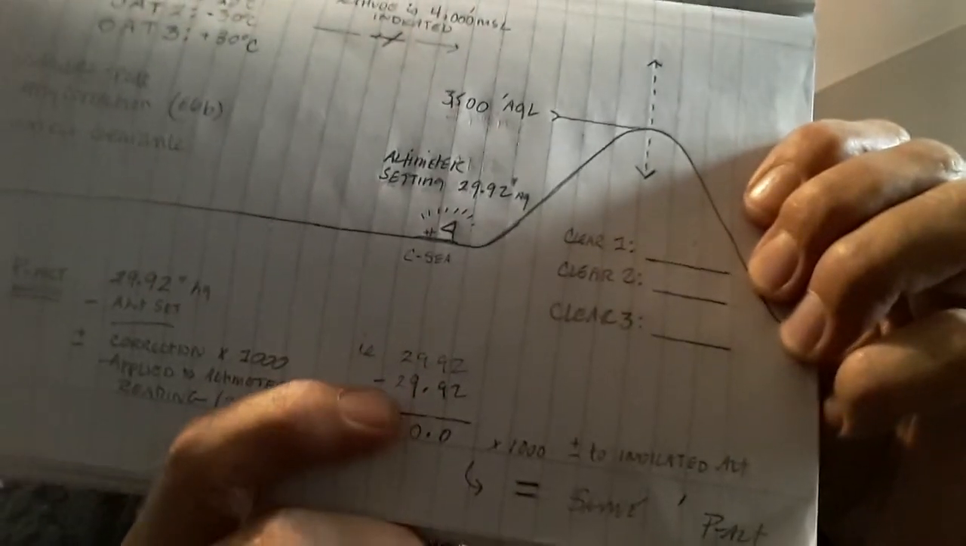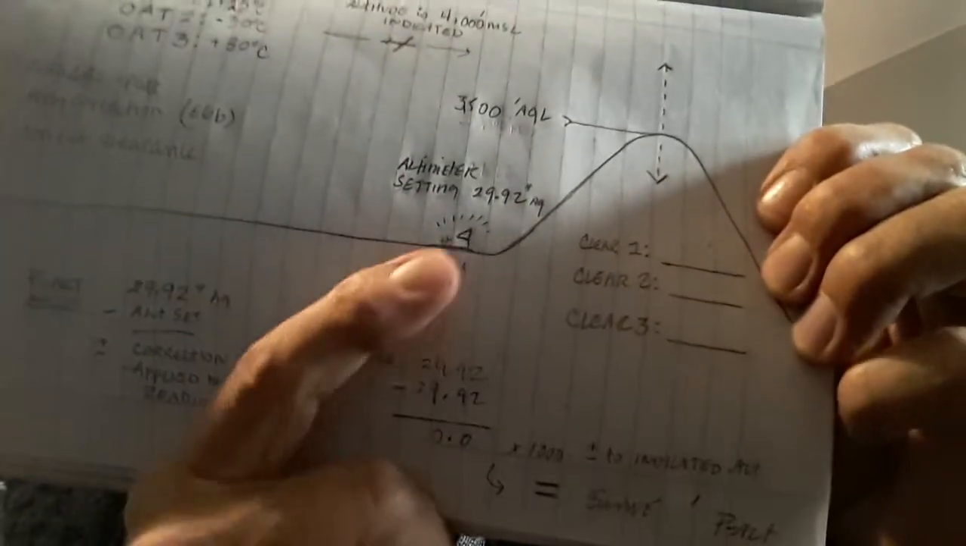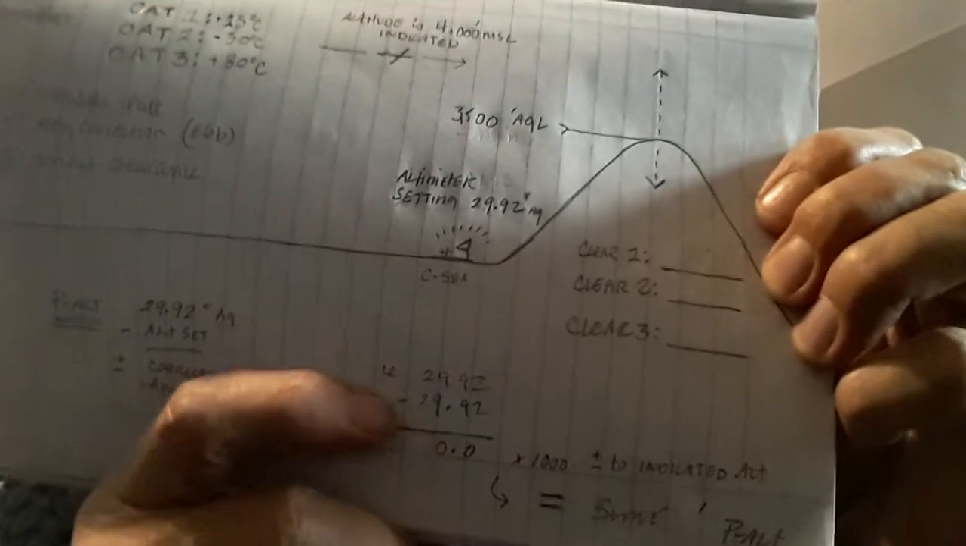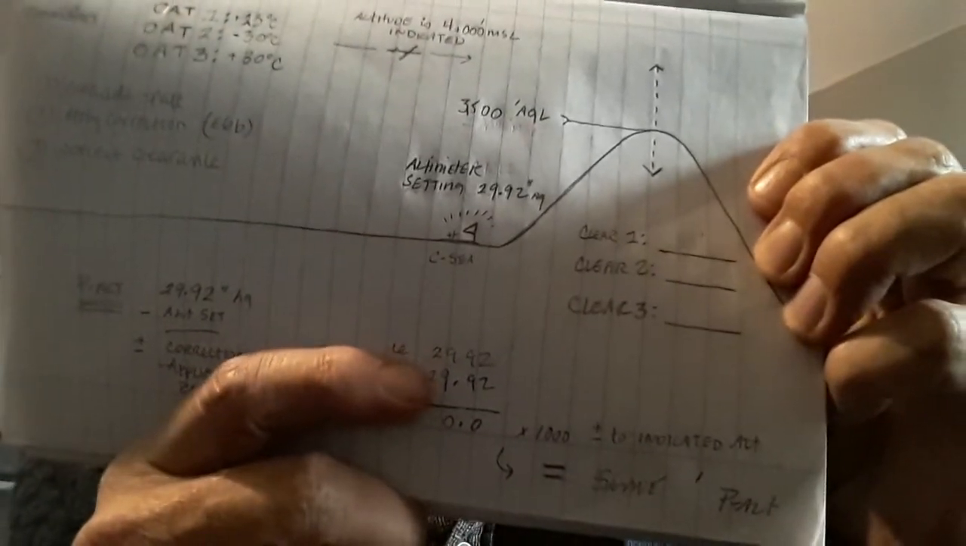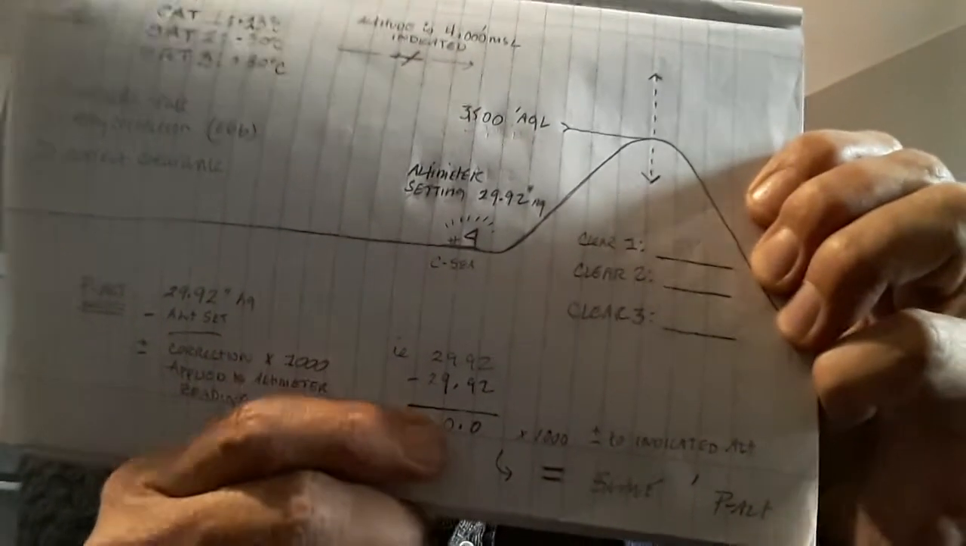In our case, because the altimeter setting is 2992, 2992 minus 2992 equals 0, which means we need not correct our indicated altitude for our pressure altitude. They're the same. I just did that for simplicity's sake.